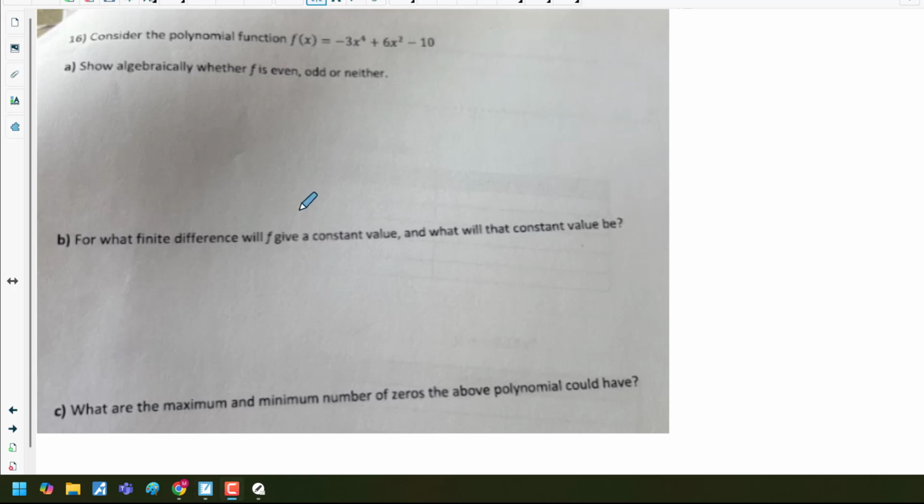Alright, that's fine. So to show algebraically whether a function is even, odd, or neither, all you need to do is substitute negative x into the function. So you have to evaluate basically f of negative x. So now we have our function, which is negative 3x to the power of 4. But wherever you see an x, substitute negative x into it, and then simplify.